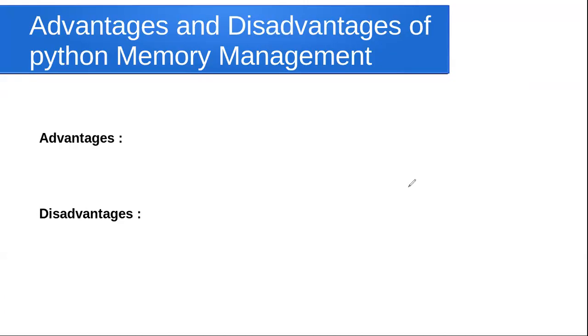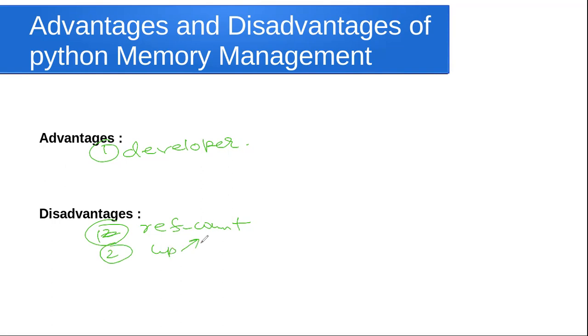What are the advantages and disadvantages of Python memory management? Advantages: first advantage, the developer no need to take care, Python will take care. Disadvantage: Python needs to store the reference count every time. Python needs to update this reference count, every time it needs to check and update the reference count. This is the disadvantage.